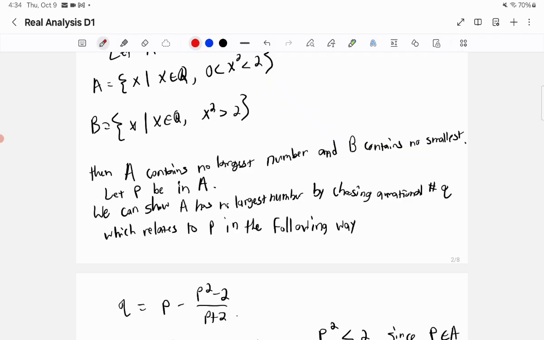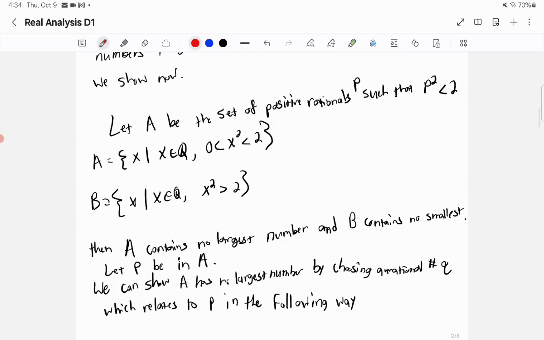Well, we can start off by saying that A contains no largest number and B contains no smallest number, right? Because A is a set of rational numbers, and we already saw that the square root of 2 is not contained in A. And it's also not contained in B, because we already showed earlier that the square root of 2 is not a rational number to begin with. Okay, good.